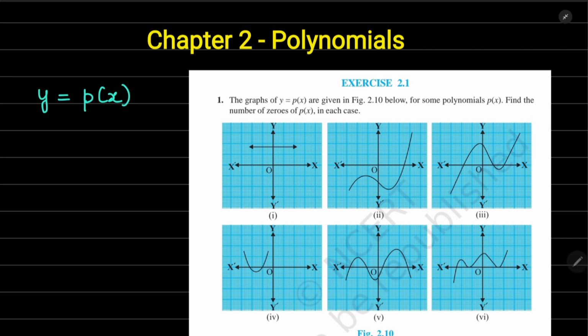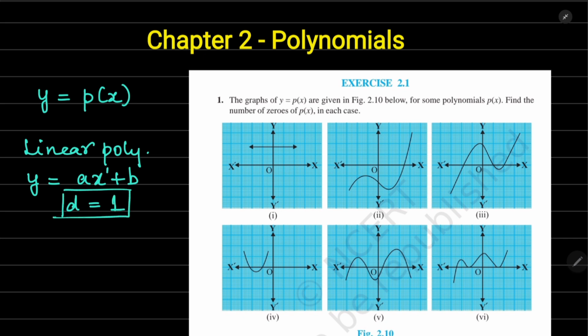One type of polynomial is called the linear polynomial. Just an example, you can write it as y is equal to ax plus b. This is a linear polynomial. So what do you mean by a linear polynomial? A polynomial wherein the highest power of the variable is 1. So what is the power of x here? x is 1. So the degree of the polynomial is 1. If the degree is 1, it is called a linear polynomial.